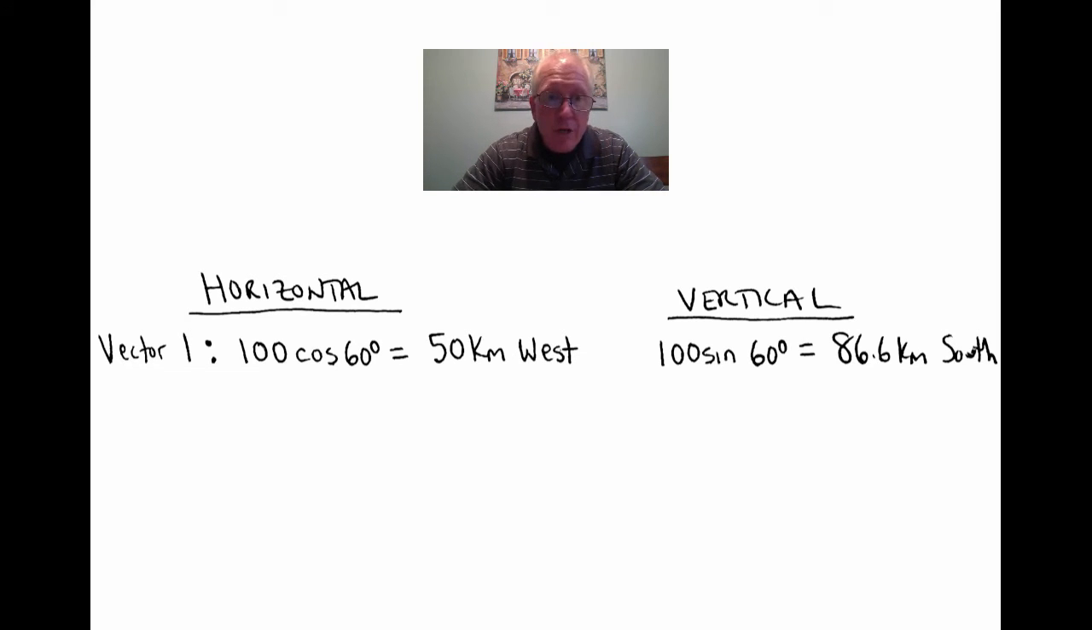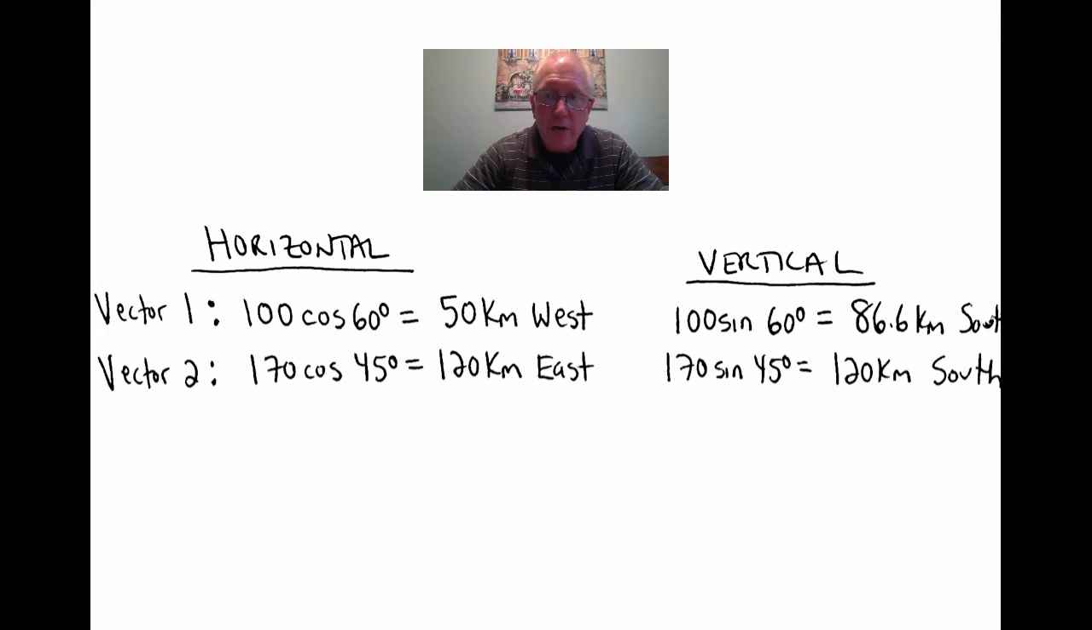Vector number 2 I can break down in a similar way. It was 170 kilometers to the southeast. Southeast is right in the middle of the 90 degrees between south and east, so I will use the cosine of 45 degrees for the adjacent side and the sine of 45 degrees for the opposite side. So there is my second vector and my first vector broken separately into their horizontal and vertical components.